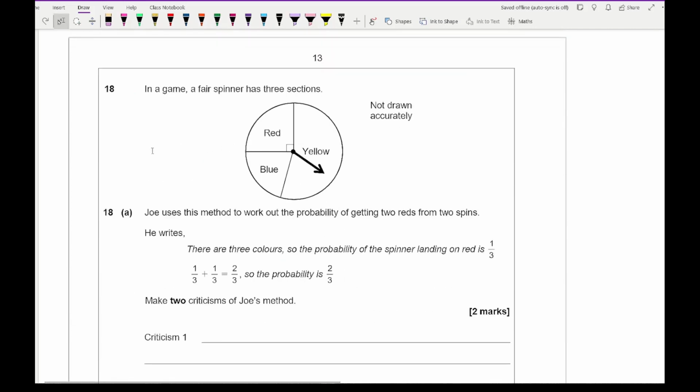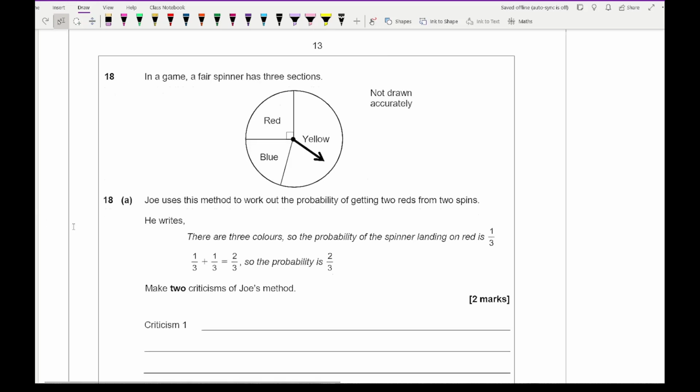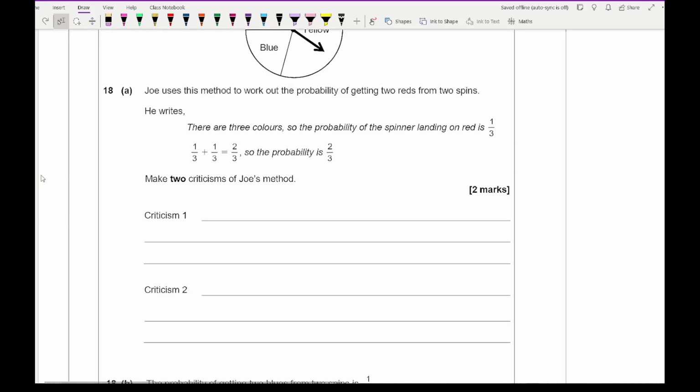Then moving on to question 18, it says in a game a fair spinner has 3 sections. Joe uses this method to work out the probability of getting 2 reds from 2 spins. He writes that there are 3 colours, so the probability of the spinner landing on a red is a third, and a third plus a third equals 2/3, so the probability is 2/3. Make 2 criticisms of Joe's method.